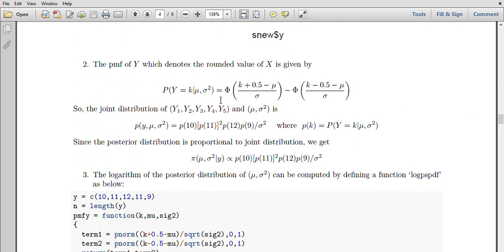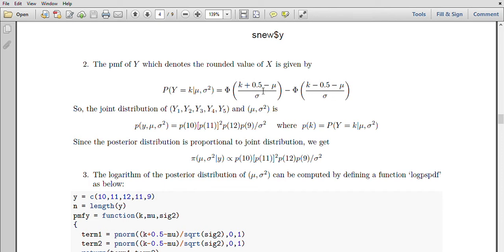The PMF of y will be, now what is the chance that y will be equal to k given the values of mu and sigma square? See, we said that if the x value is 10.7, I will go for 11. It will become 11. And if it is 10.4, it will become 10. Keeping this in mind, we get the PMF of y like this. What is the chance that y is equal to k? It will be the same as the chance that x lies between k minus 0.5 and k plus 0.5.